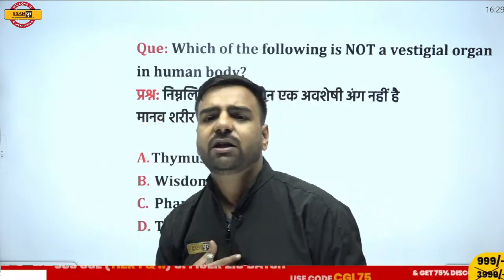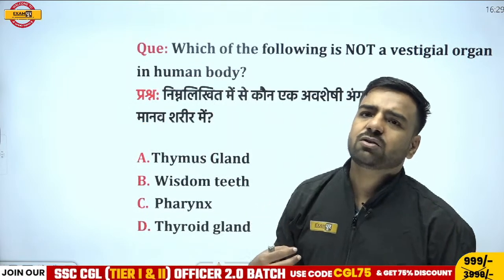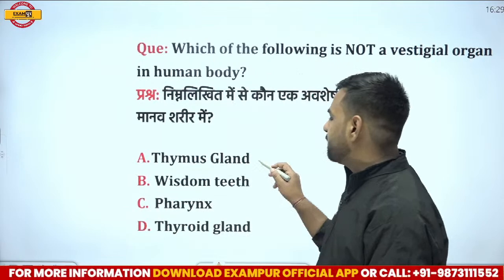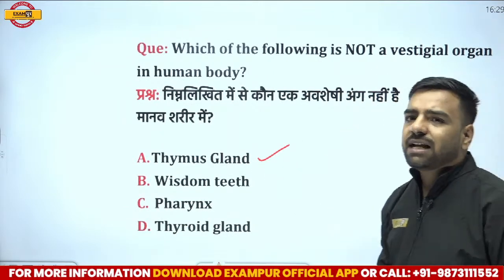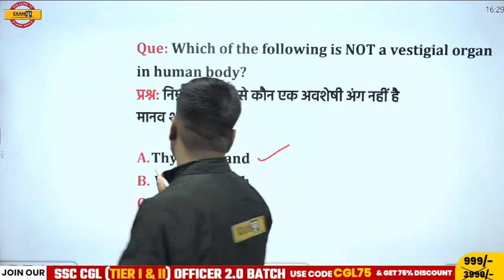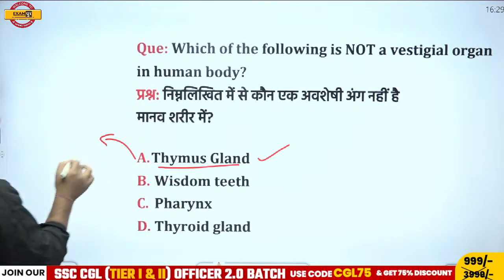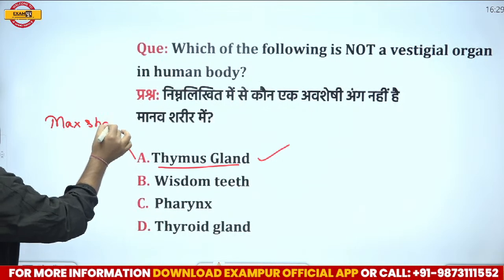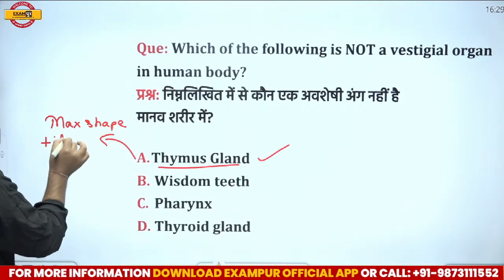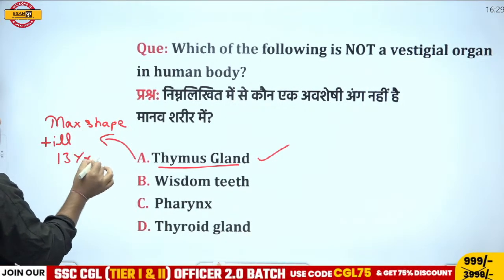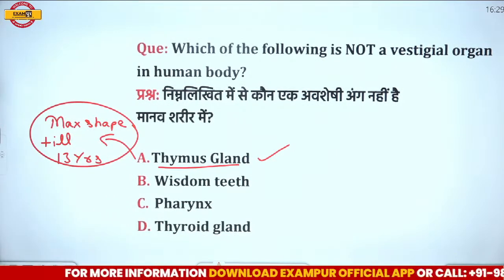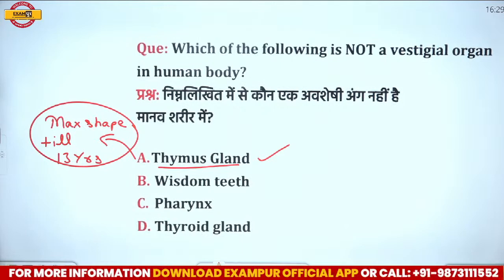In the similar manner, in our body also, there are some organs which are of no use. For example, if I talk about the thymus gland, I'll tell you about its condition. This is a gland which takes its maximum shape till 13 years. But after 13 years of age, it starts declining. It is of no use.